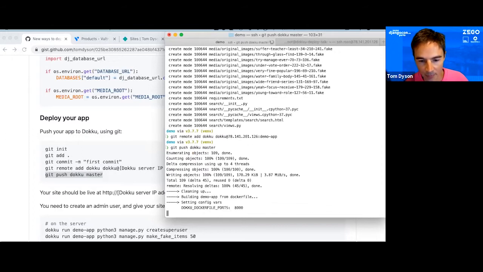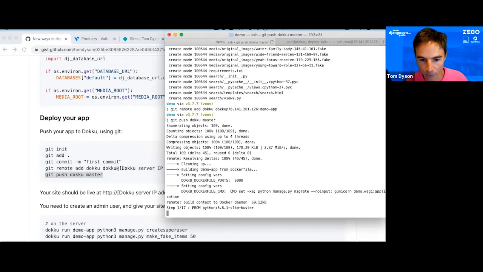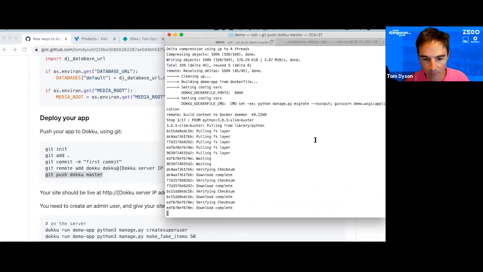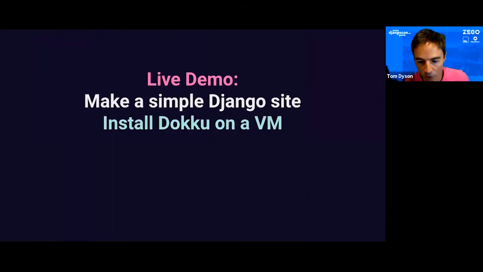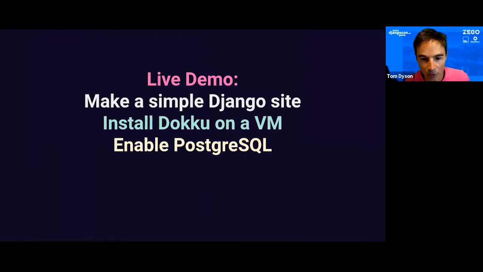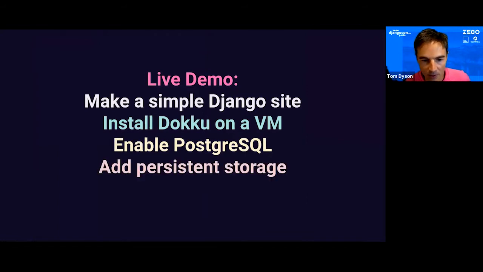And while that's happening, I can just kind of recap a bit on what we've got to so far. And I've got actually some slides to kind of help us think about this. So we made a simple Django site. We installed Doku on a VM using those two lines. We enabled Postgres in that Doku instance. We added persistent storage.